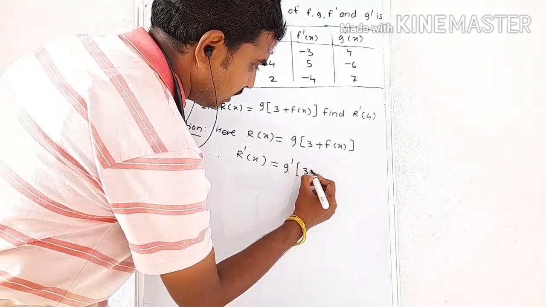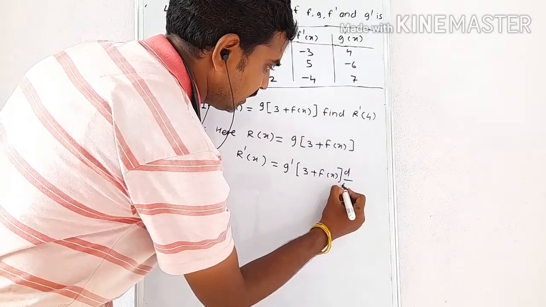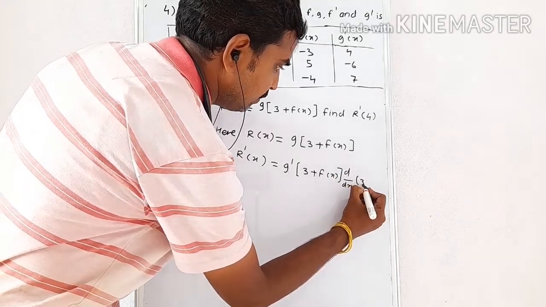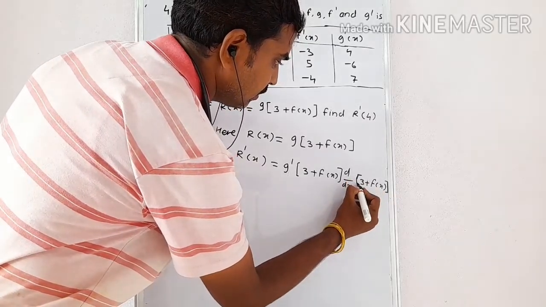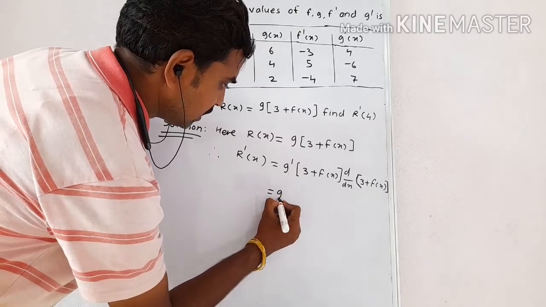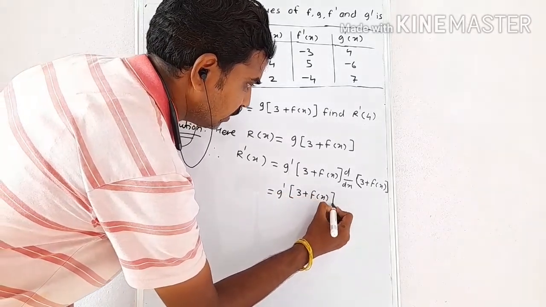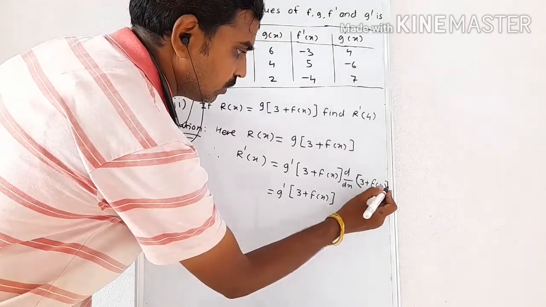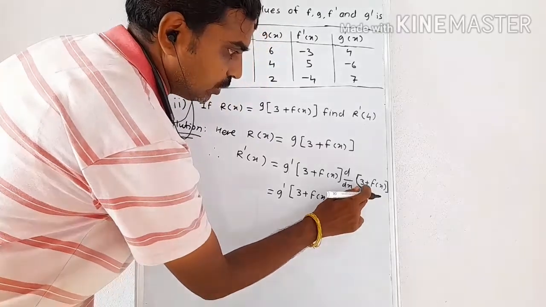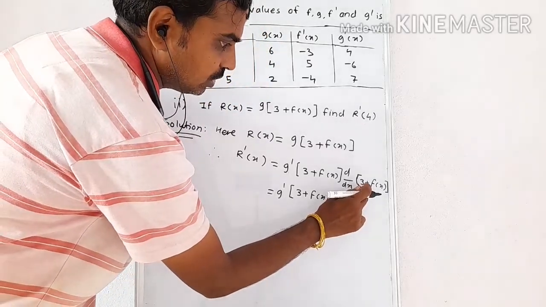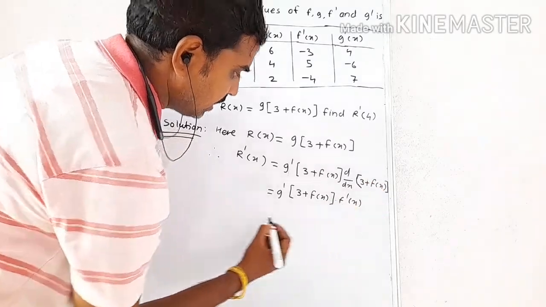Therefore, g dash in bracket 3 plus f of x, and next we have to differentiate 3 plus f of x. First term as it is, g dash of 3 plus f of x. And what is derivative of 3? Derivative of 3 is 0, therefore there is no need to write this derivative, and derivative of f of x is f dash of x.